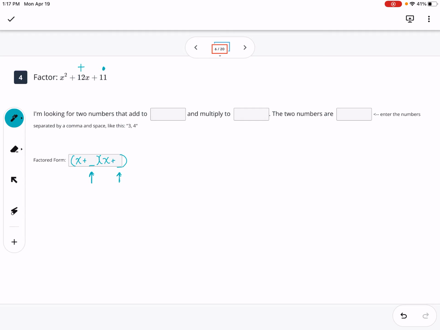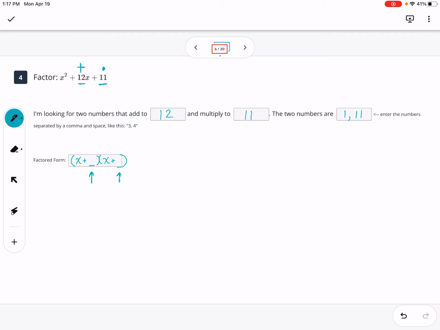The two numbers that go here and here are going to add to 12 and multiply to 11. They always add to this number that's being multiplied by x, and they multiply to this number on the end. So I'm looking for two numbers that add to 12 and multiply to 11. Now, if I'm thinking of two numbers that multiply to 11, there's only one option, right? 11 is prime, so only 1 and 11 multiply to 11.